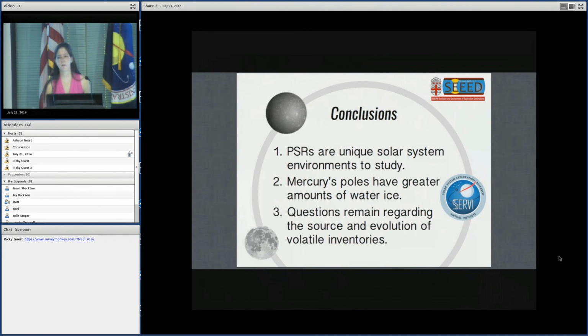So in conclusion, the permanently shadowed regions occur both on the moon and on Mercury, and they're very unique solar system environments. The permanently shadowed regions on Mercury host these pure and extensive water ice deposits that are in higher abundance than we see on the moon. And many questions remain regarding the source and the evolution of these deposits, and future exploration is warranted to understand these differences.